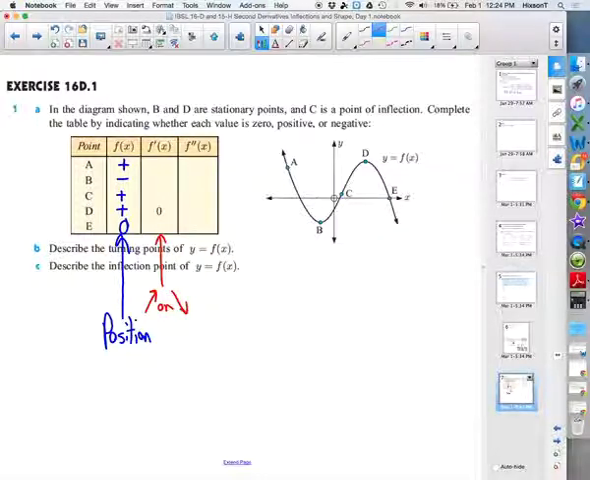So, at A, are we increasing or decreasing? Decreasing, so f prime is negative. At B, it's 0. That's a min point, or at least appears to be, so we would say it's 0. At C, we're increasing again. At D, they told us it's 0. And then at E, we are decreasing, so again, it's negative.